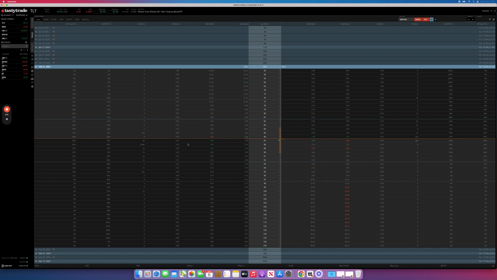Now, this orange horizontal line shows us where the price of TLT is with respect to the strikes. The strikes are here in the middle. And this vertical orange bar shows us what the expected move is of TLT over the next 46 days.